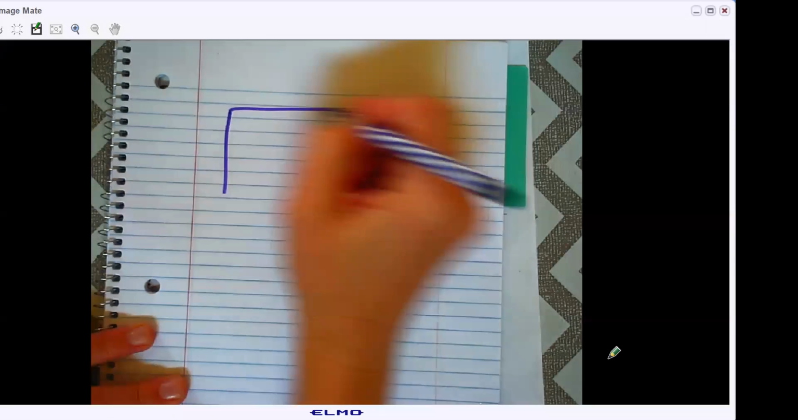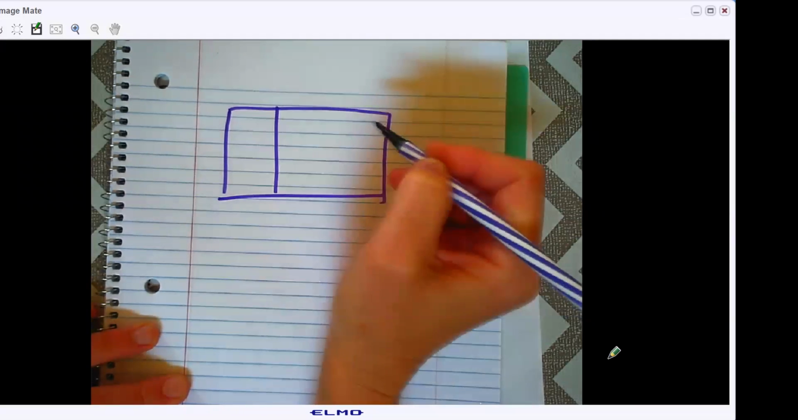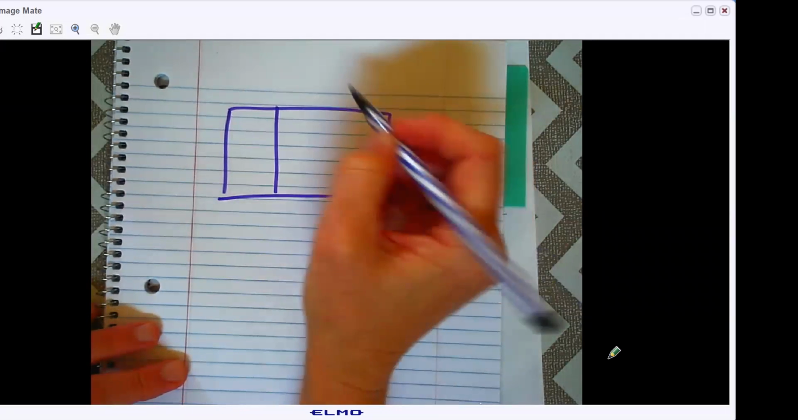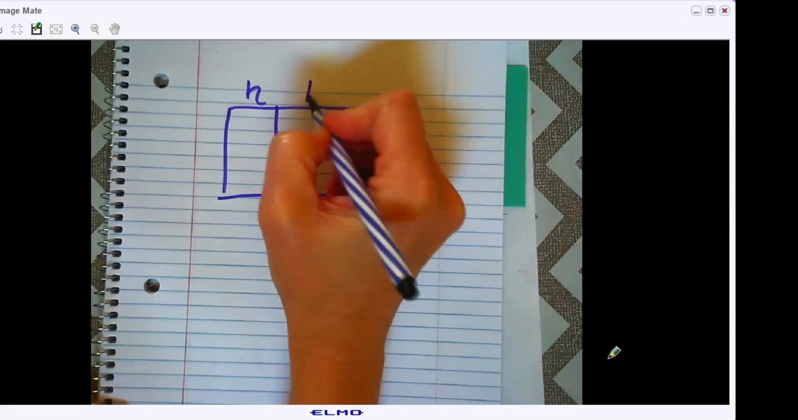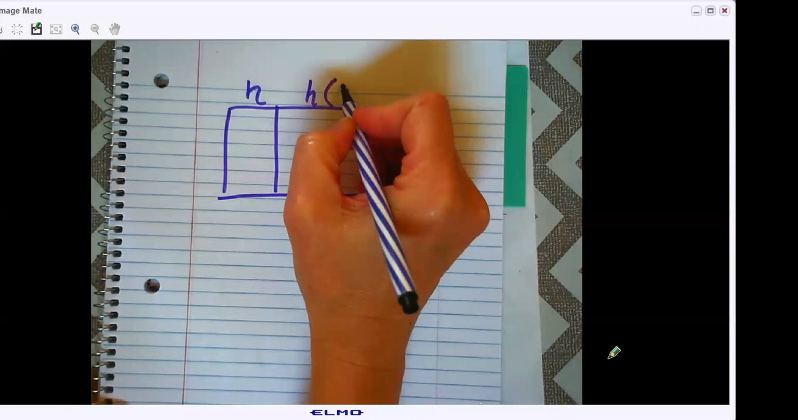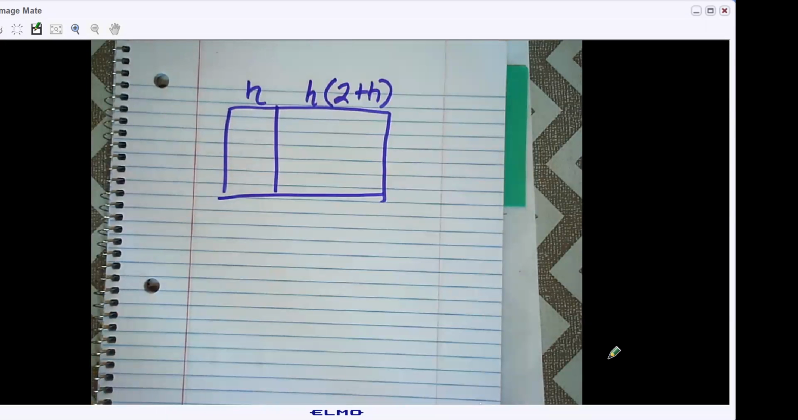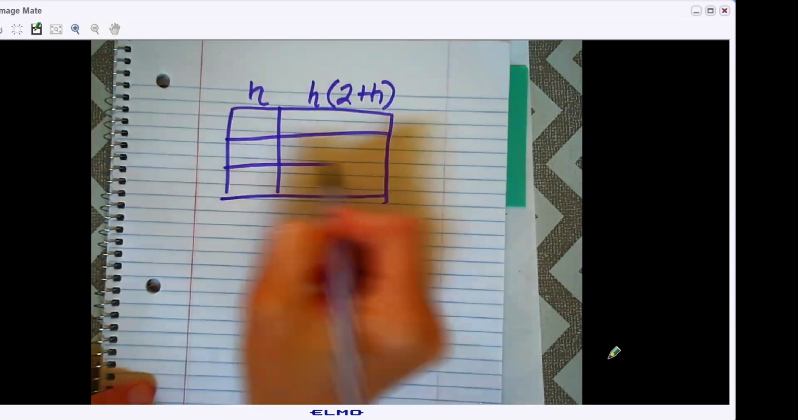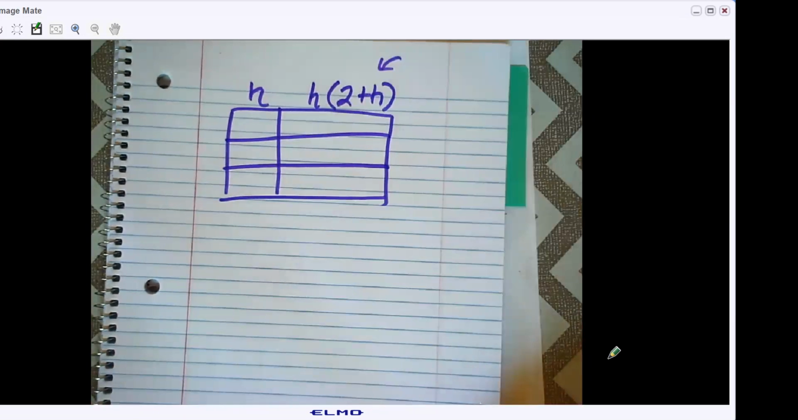Okay, so I need some help. I need you guys to help me make my little chart. What should my variable letter be? Someone just shout it out. The variable H. Okay, H. Now, H is going to be H times the quantity 2 plus H. That's my variable, that's my unknown. Here's my expression.